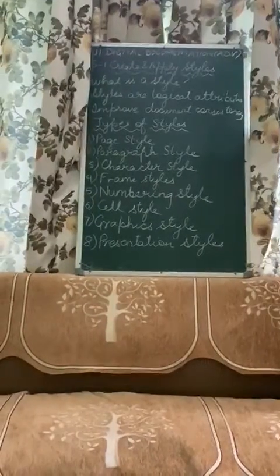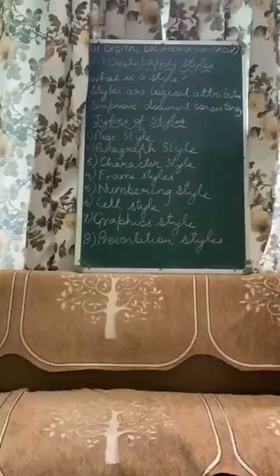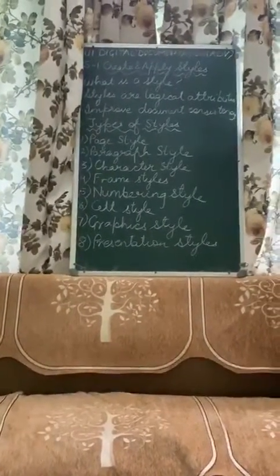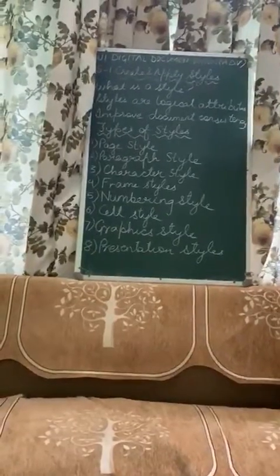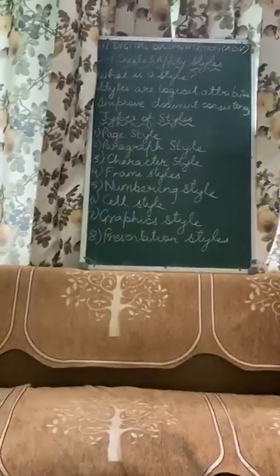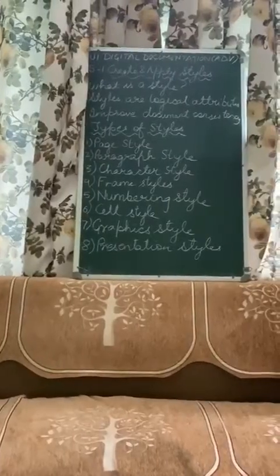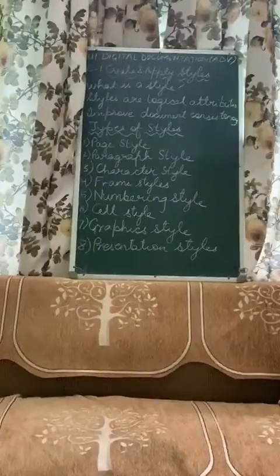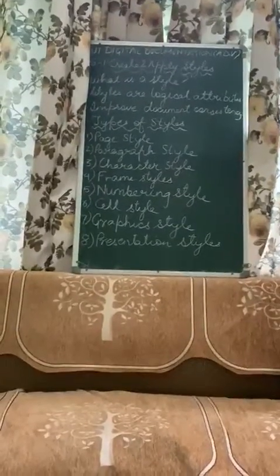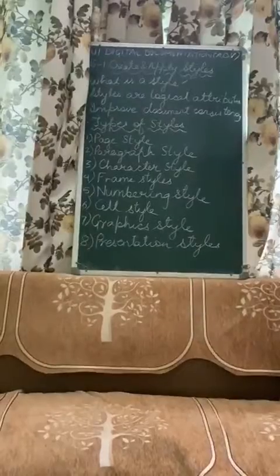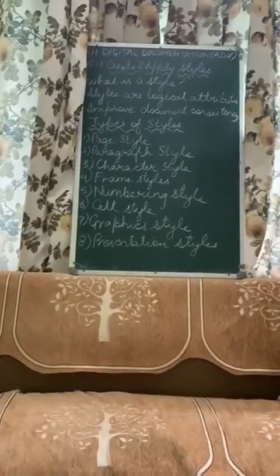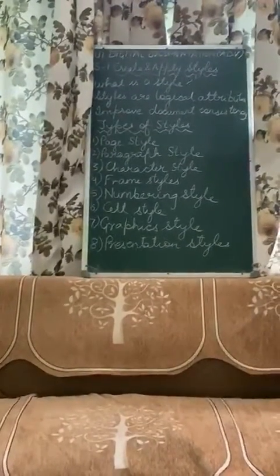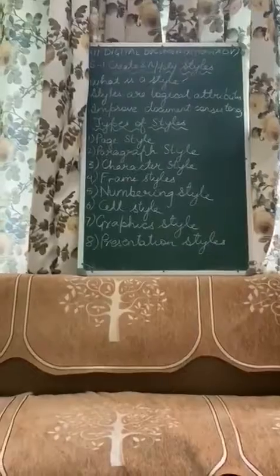Hello class 10 children. Today we'll be starting with the next unit, that is Part A, Unit 1, Digital Documentation Advanced. Up till class 9 you have studied about Microsoft Word, in which you have studied about its various features. Now in this class you will be reading not only about Microsoft Word but about LibreOffice and OpenOffice.org. So the first session in this unit is create and apply styles in a document.